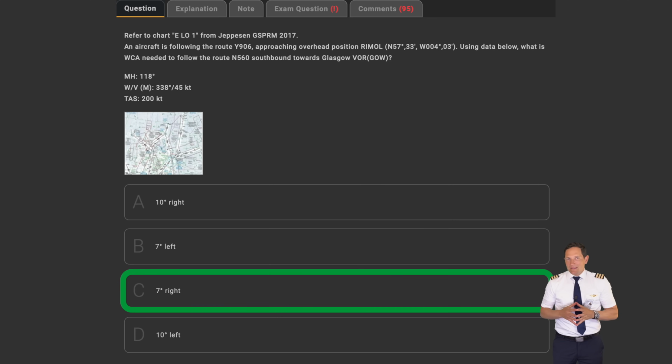Don't get misled by the given magnetic heading. You don't need it in this calculation. And secondly, you need to know all the tracks on an IFR chart are magnetic. Those are the two traps in this question.